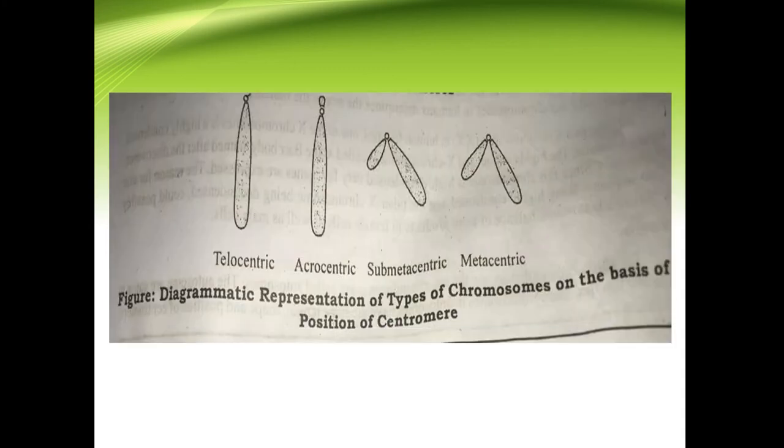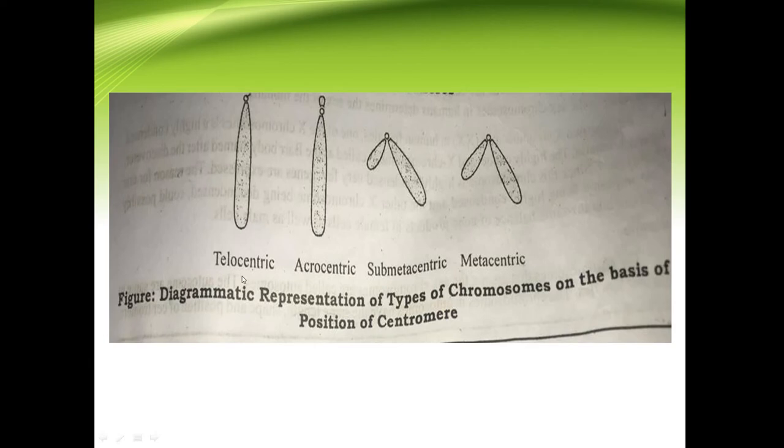Next we have diagrammatic representation of types of chromosomes on the basis of position of centromere. Based on the position of the centromere, the chromosomes are categorized into the following types, that is telocentric, acrocentric, submetacentric and metacentric.